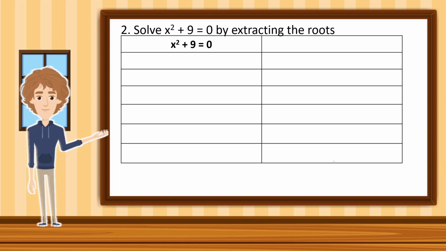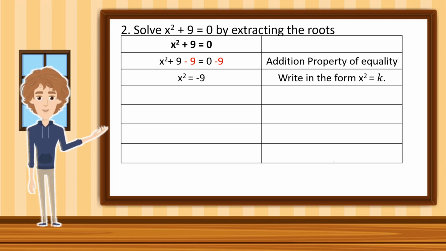The next example is solve x squared plus 9 is equal to 0 by extracting the roots. Our given is x squared plus 9 is equal to 0. Then by using the addition property of equality, we will add negative 9 to both sides of the equation. Then we will write it in the form of x squared is equal to k. And there you go. X squared is equal to negative 9.